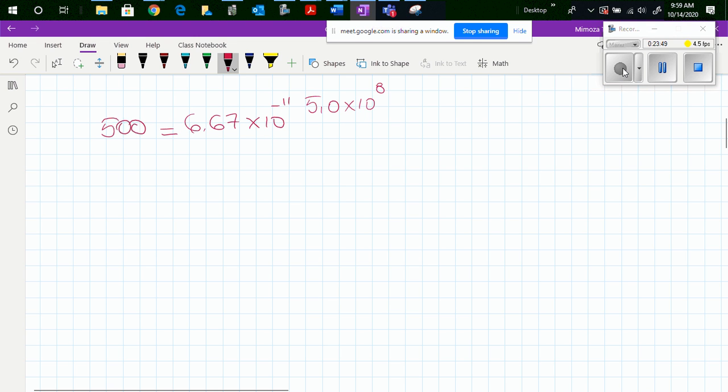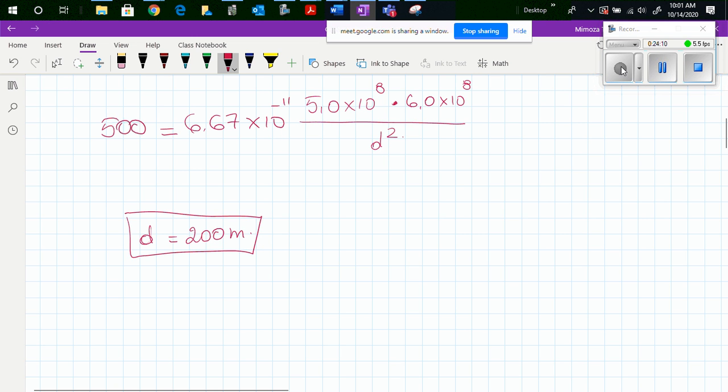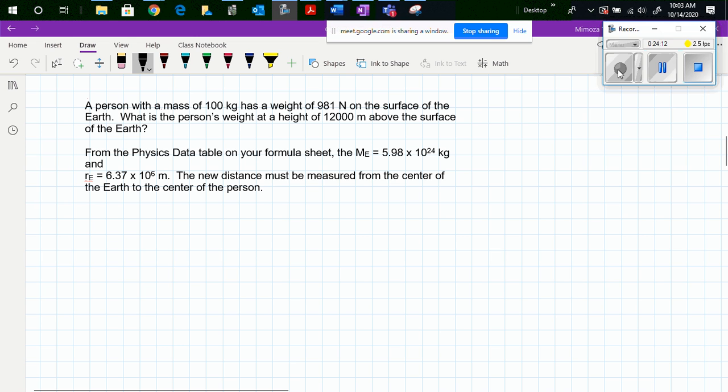5.0 times 10 to the power of 8 times 6.0 times 10 to the power of 8 over D squared. So in your calculator, D will be equal to... figure out what it is and tell me. The distance is 200 meters. Does this make sense?